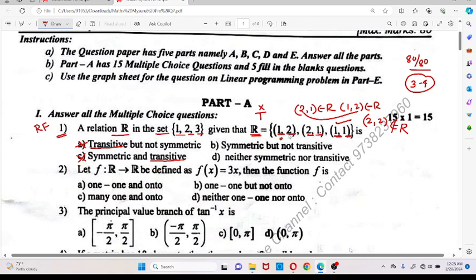(1, 2) is present, its reverse ordered pair (2, 1) is also present. For the ordered pair (2, 1), its reverse (1, 2) is also present, and (1, 1) reverse is (1, 1) itself. So definitely this relation R is symmetric.